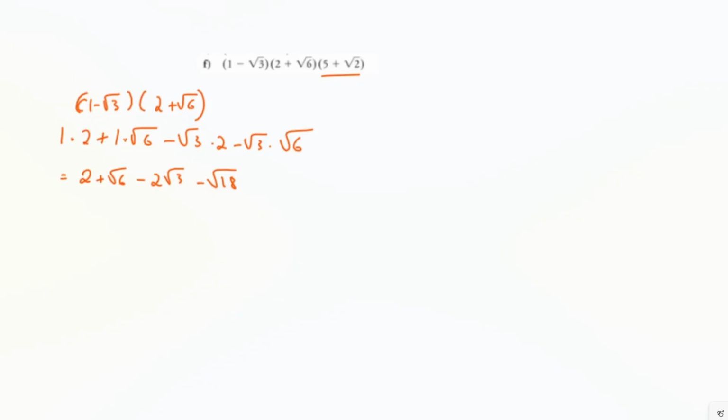Now, to simplify this even further, we can write root 18 as 3 root 2. So it's going to become 2 plus root 6 minus 2 root 3 minus 3 root 2. Now we've simplified it this far, and we just need to multiply this with 5 plus root 2.